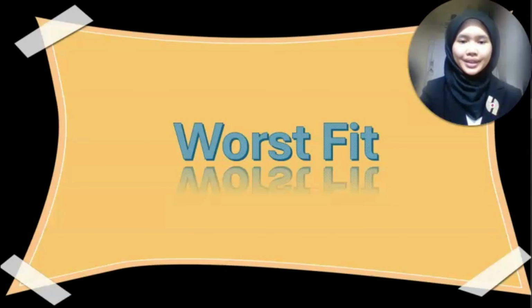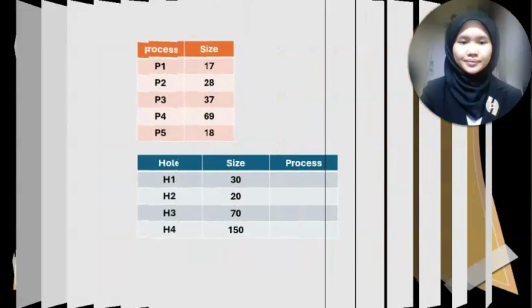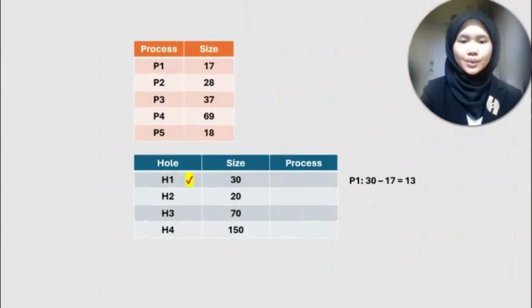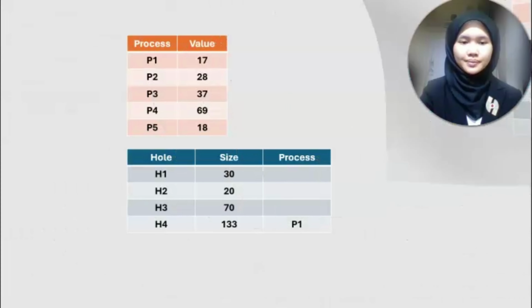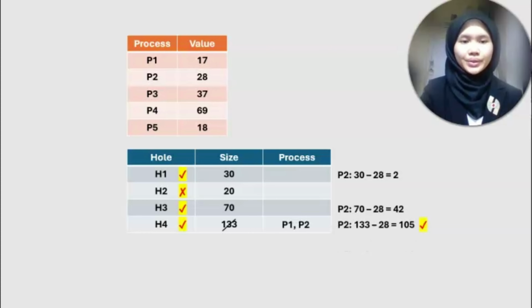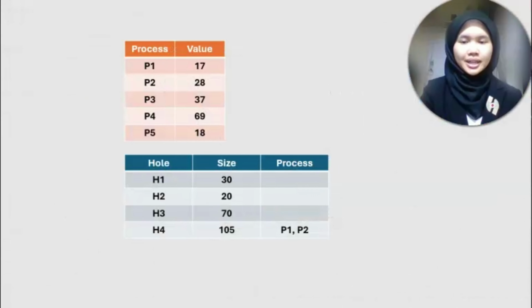Now, we look at another example of the worst fit algorithm. Like before, we allocate processes to the largest available memory holes, ensuring large blocks are used first. This can leave behind many small fragmented blocks. These slides walk through the allocation of processes P1, P2, P3, P4, and P5 using worst fit. At each step, we select the largest hole available and allocate the process, then update the remaining space.